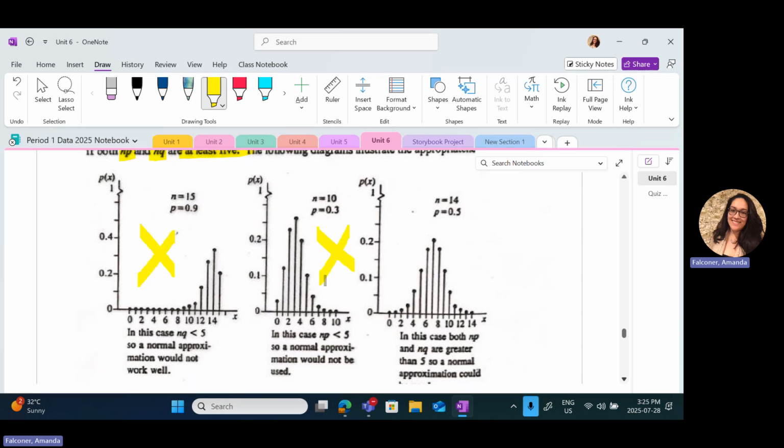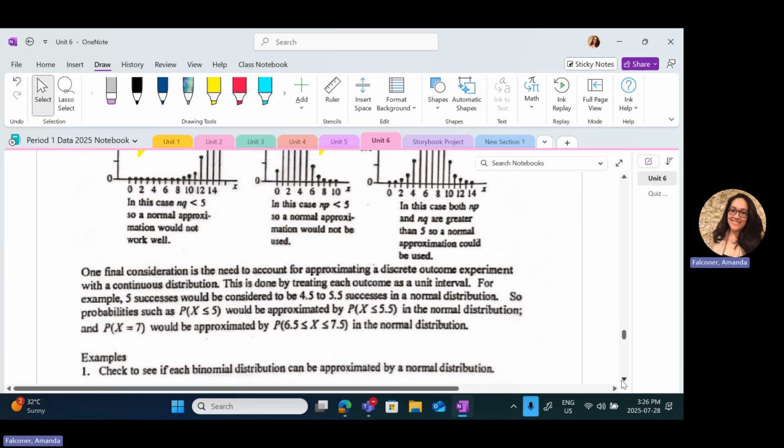This one, we would also not be able to because both of them are skewed graphs, right? Skewed left, then skewed right. This one, yes, we give a check mark. It looks like a bell-shaped curve. So let's take a look down here.